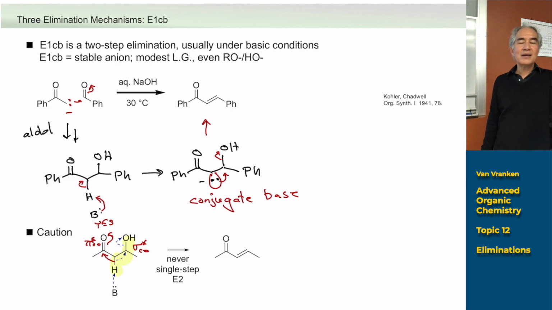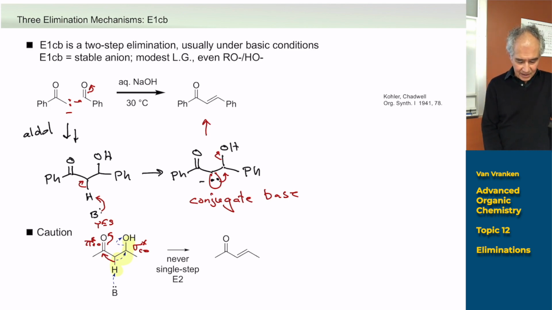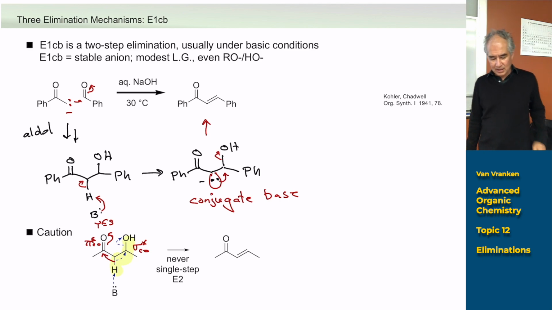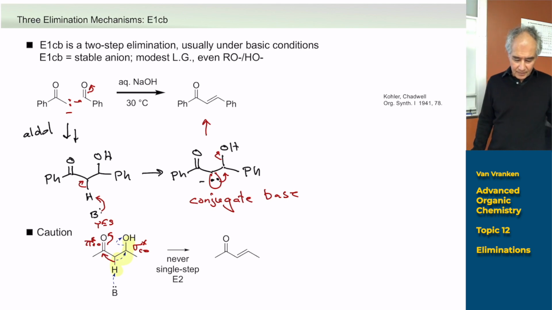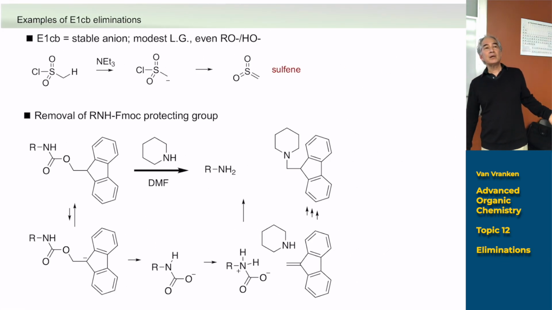Step 1 is you deprotonate and make the enolate. You don't directly push out the OH as you deprotonate. Don't try to do it in one step. It's never a single step mechanism. It always involves making an enolate species that then pushes out the leaving group. One-step E2 eliminations are not easy.